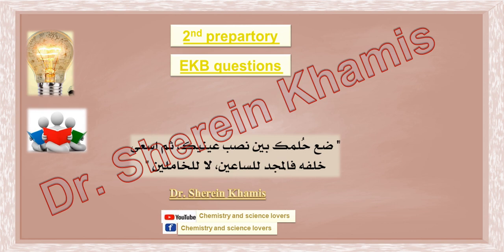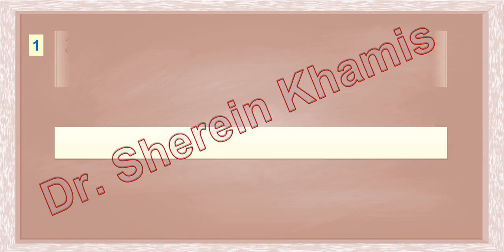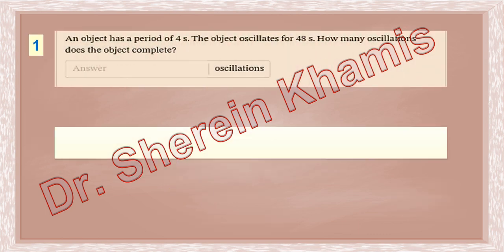Dear students of second prep, we are going to solve the questions of the Egyptian Knowledge Bank. We have different questions, and we start to revise for the April revision. Let's start. Question number one says that an object has a period of 4 seconds.